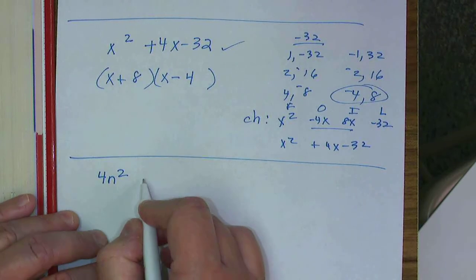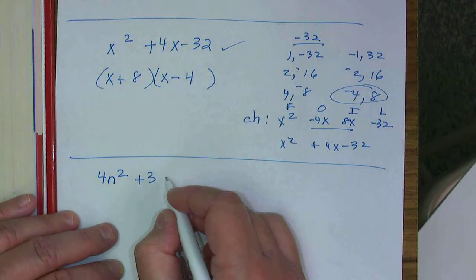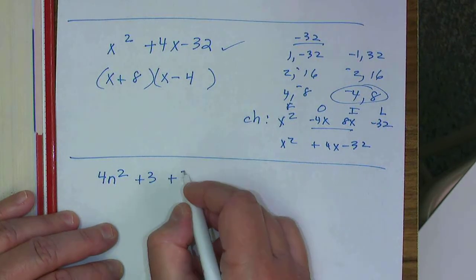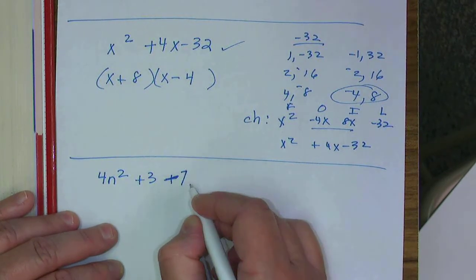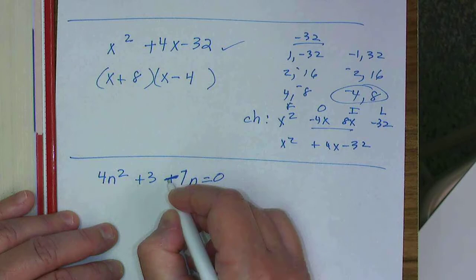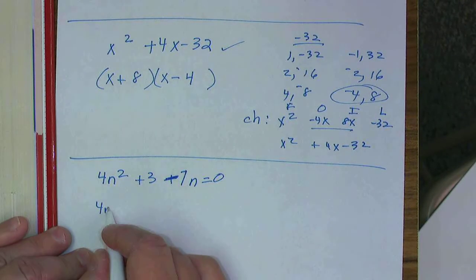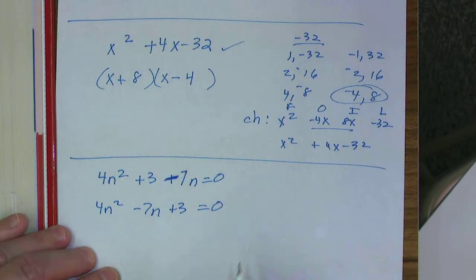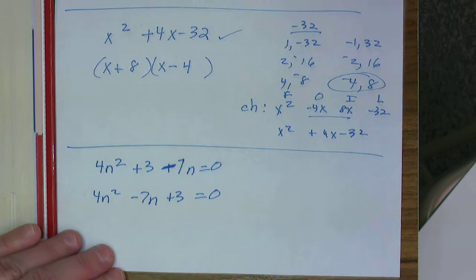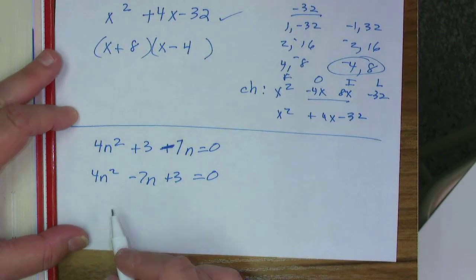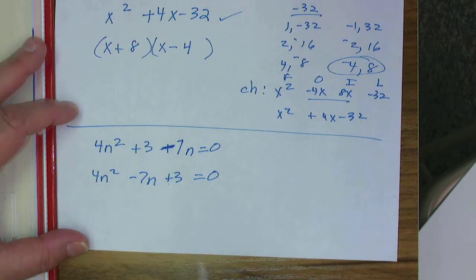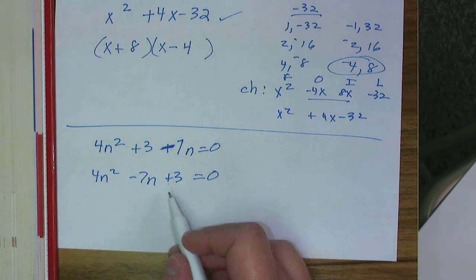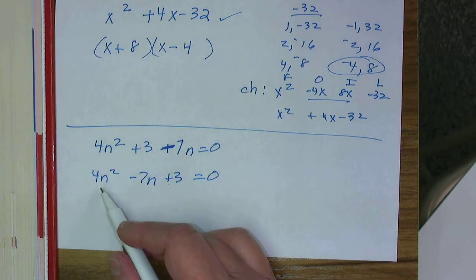Let's try this problem. 4n squared minus 7n plus 3 equals 0. First of all, I need to write this correctly in order. And remember, this is the one that you could sit here and figure out by trial and error. I know it's a minus and minus, and I know this only breaks into 3 and 1, but the problem is the 4 could be 4n and 1n or 2n and 2n.